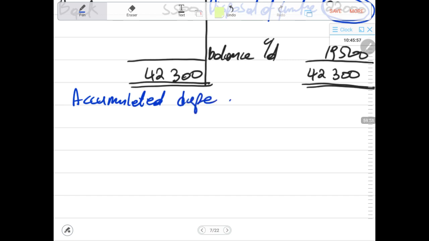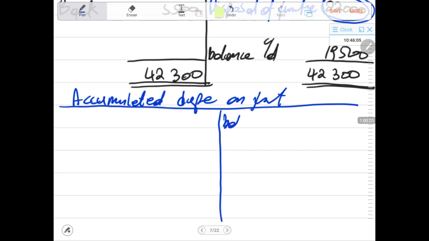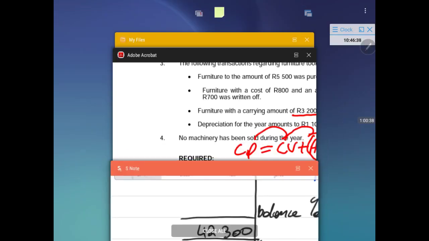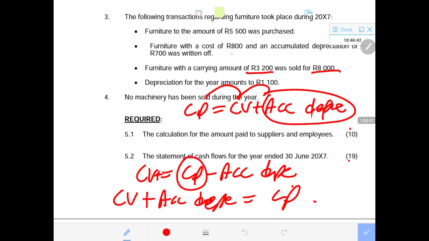Accumulated depreciation on furniture. And our accumulated depreciation has an opening balance. And it also does have a closing balance. And we know that on the debit side, we record depreciation for the current year. And on this side, we know that we record furniture write-off, the accumulated depreciation for the furniture that was written off. We have furniture write-off, and the accumulated depreciation for the furniture that was written off amounted to 700 rands. If your memory still serves you there, it amounted to 800 rands. Sorry, to 700 rands, in fact.